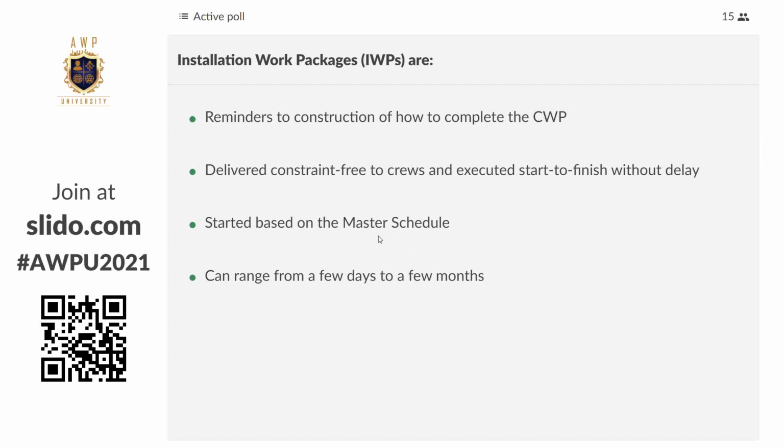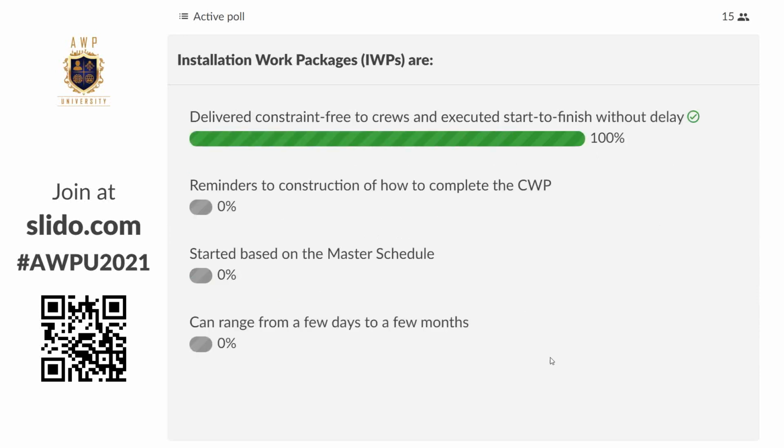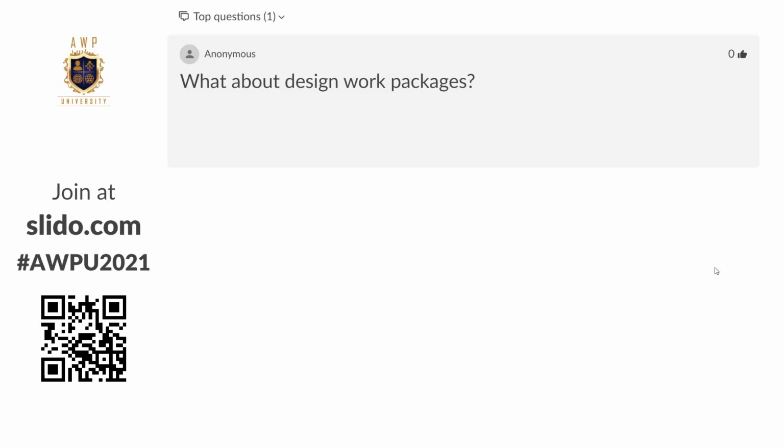So they don't typically start based on the master schedule, being that the start time is not in the master schedule, but its parent, the CWP, is. So they're affected by it, but not governed by it, if you will. Can range from a few days to a few months. Typically not a few months, definitely a few days. So let's look at what we've got. Delivered constraint-free to crews and executed start to finish without delay. That is truly the correct answer. The others are not correct statements for the IWP. All right, so excellent. Good job, all of you.